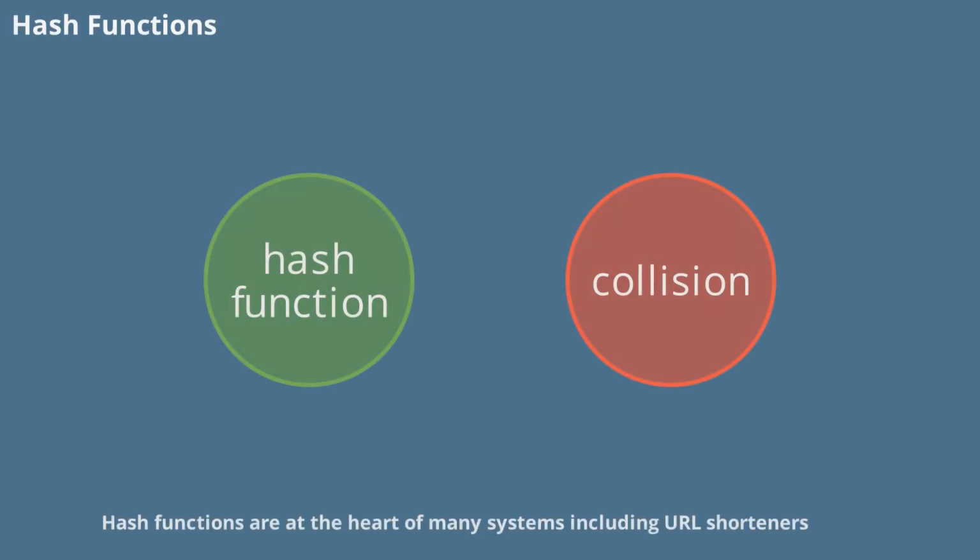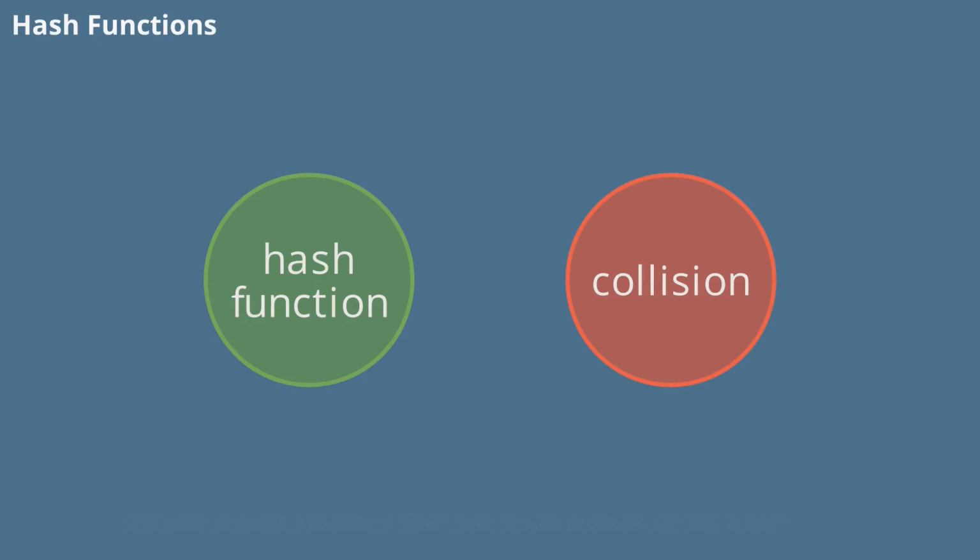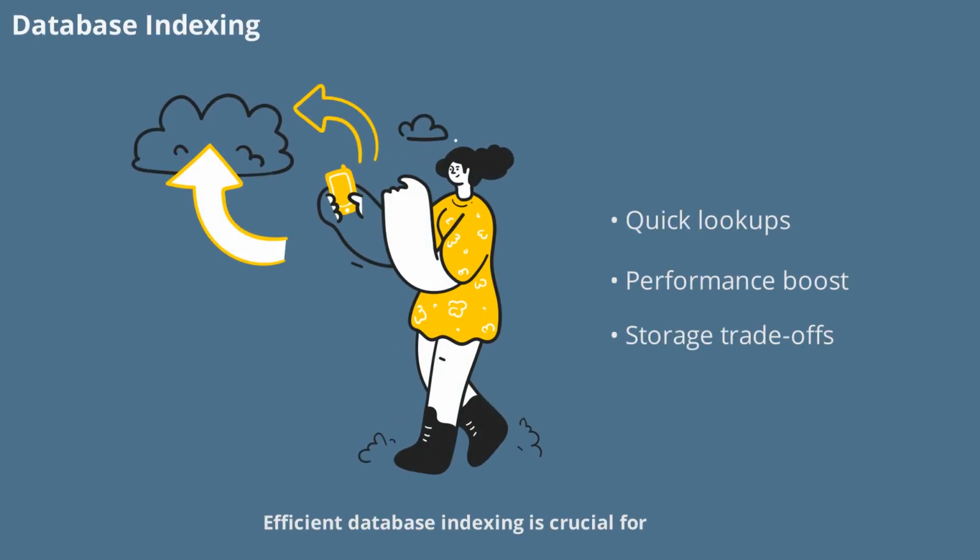Hash functions are at the heart of many systems, including URL shorteners. They transform input data into a fixed-size string of characters, which is typically used as a unique identifier. Understanding how hash functions work and how to handle collisions when two inputs produce the same hash is essential for building reliable systems. Efficient database indexing is crucial for performance in systems like URL shorteners.